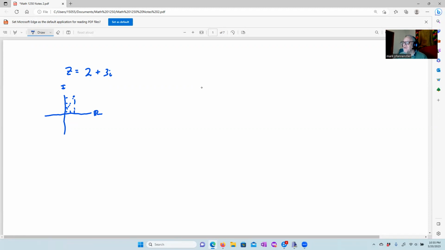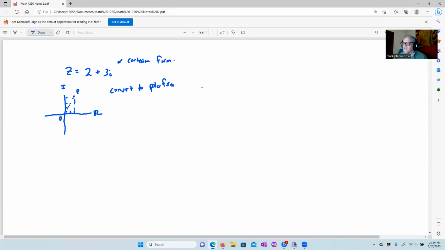So this is Cartesian form, and we want to convert to polar form. What I want to do is figure out the modulus. I want to figure out the distance between the origin and the point that we have here, the distance between the origin and point P.